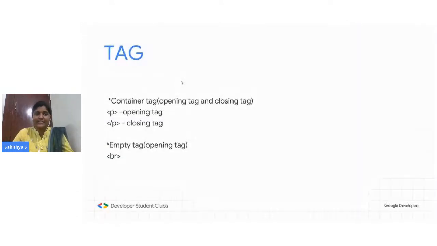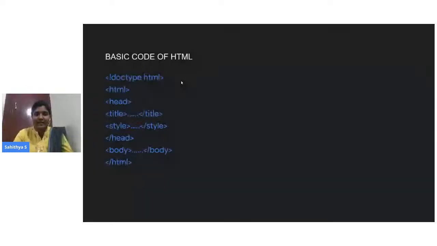A tag has two types. One is the container tag and the other is the empty tag. So what is a container tag? A container tag has both an opening tag and a closing tag. The opening tag looks like a symbol with less than and greater than, and the closing tag looks like less than, backslash, and greater than. But the empty tag has only the opening tag. And this is how a basic HTML code looks.